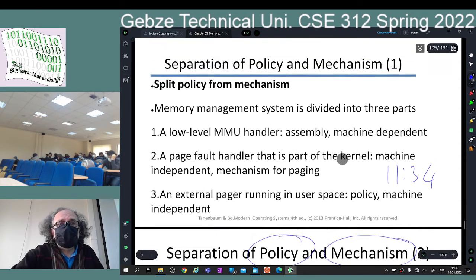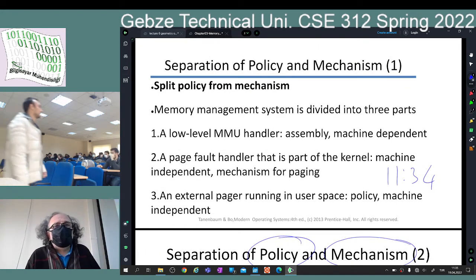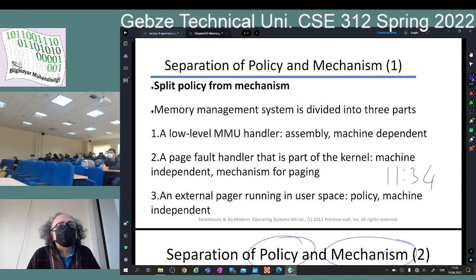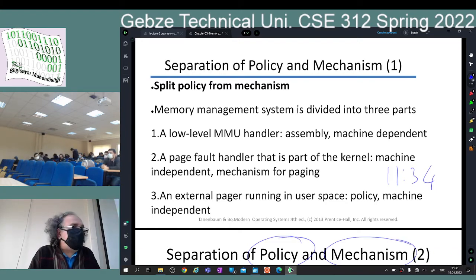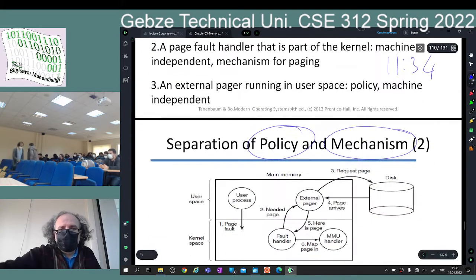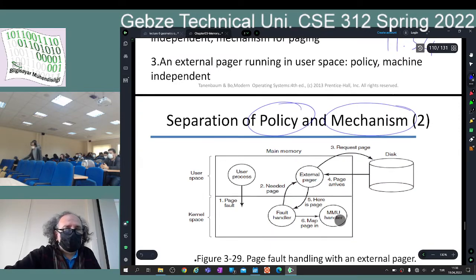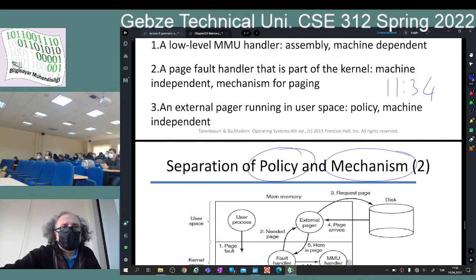Okay, using this idea of separation of policy and mechanism, we divide the memory management into three parts. One is the very low level MMU handler. Of course, this is machine dependent. It depends on the processor, and it is done in assembly code. It is this part of the operating system, MMU handler, machine dependent.